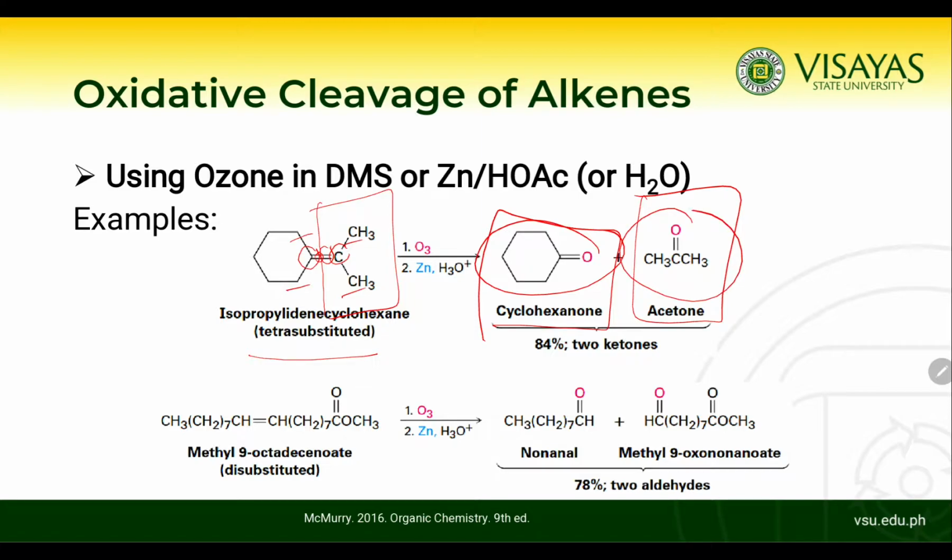Okay? Another example, we have a di-substituted double bond. In this case, each carbon atom is bonded to one alkyl. So in this case, two aldehydes are formed. We have 1, 2. Okay? Because each of the carbons sharing the double bond is bonded to one other carbon atom. So, in this case, two aldehydes are formed.